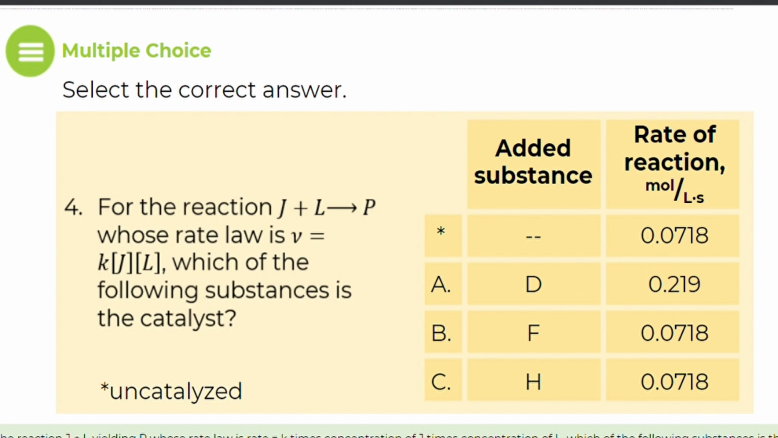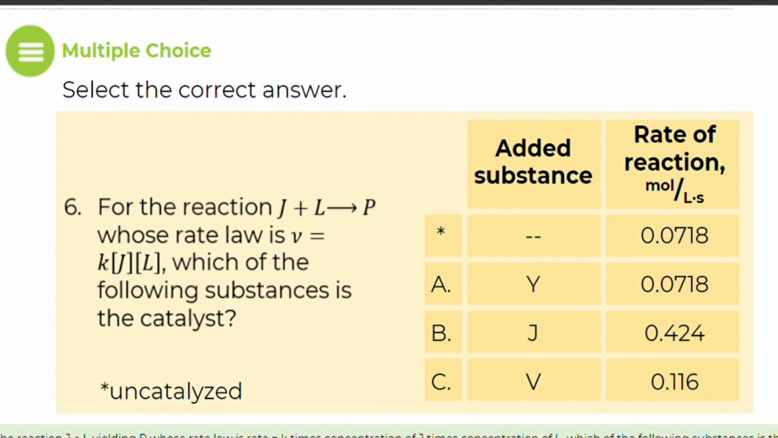Select the correct answer. Number 5. For the reaction J plus L yielding P, whose rate law is rate equals k times concentration of J times concentration of L, which of the following substances is the catalyst? Select the correct answer. Number 6. For the reaction J plus L yielding P, whose rate law is rate equals k times concentration of J times concentration of L, which of the following substances is the catalyst?